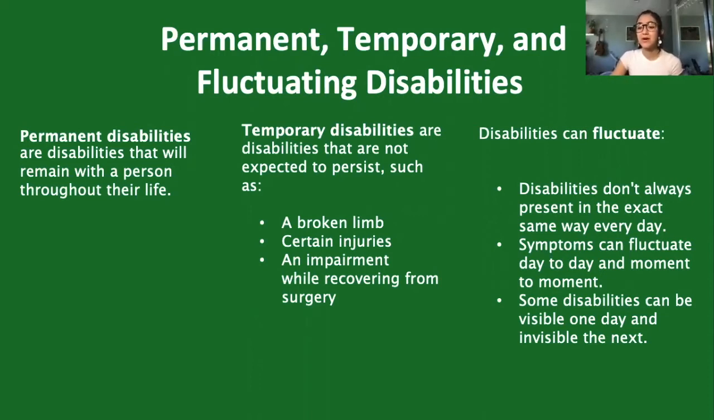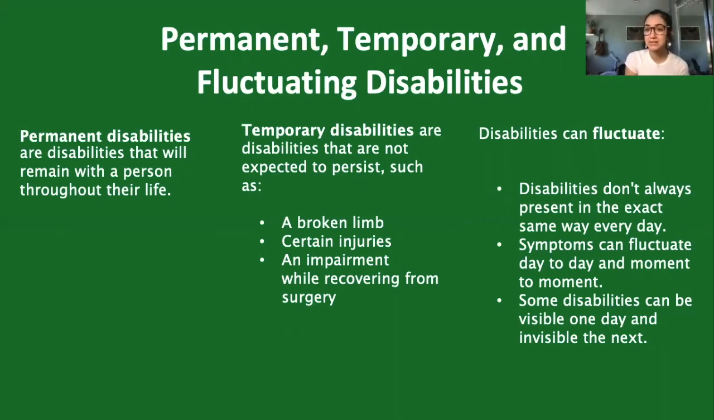So disabilities can also fluctuate. They don't have to always be present in that exact same way every day. So the symptoms can fluctuate. If someone has a chronic illness, perhaps they could have fatigue and one day be feeling a lot better and another day be feeling a lot more tired. Or they could have a morning where they feel really great and then in the afternoon not be feeling very good. So it's very unpredictable in terms of disabilities that fluctuate. A lot of times people who have them cannot decide when they're going to be feeling good or not feeling good.